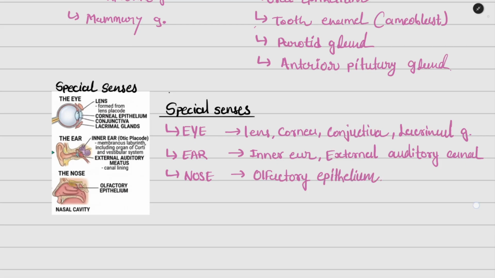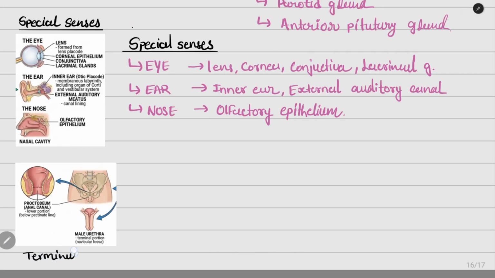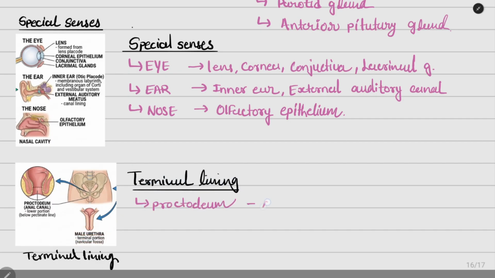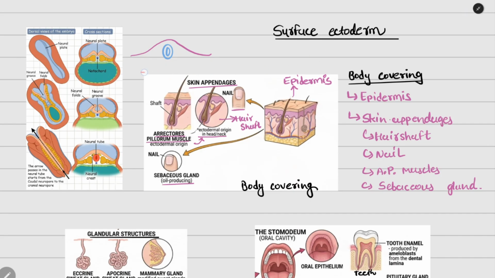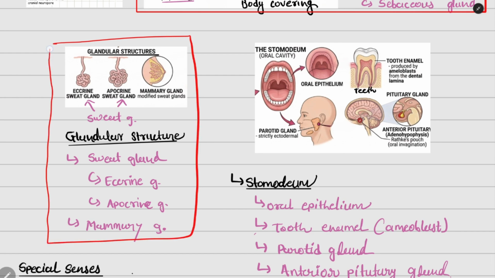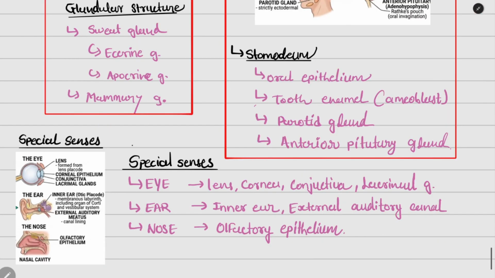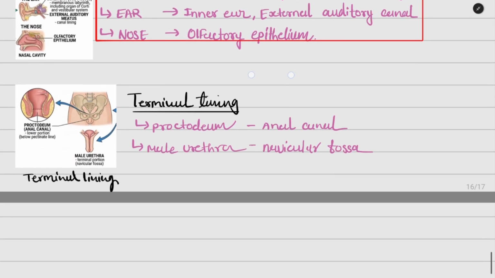And lastly, we have terminal lining derived from surface ectoderm. A proctodeum means the lining of the anal canal, and also the terminal portion of the male urethra, known as the navicular fossa. So for terminal lining, proctodeum and male urethra are derived from surface ectoderm. We saw structures derived from surface ectoderm include body covering, glandular structures, stomodeum, special senses, and terminal lining.